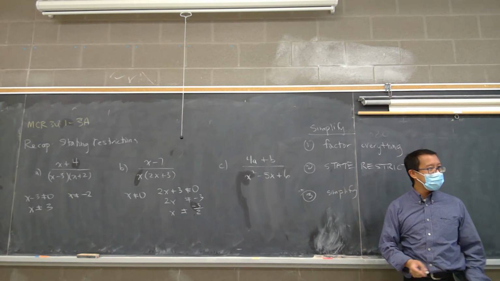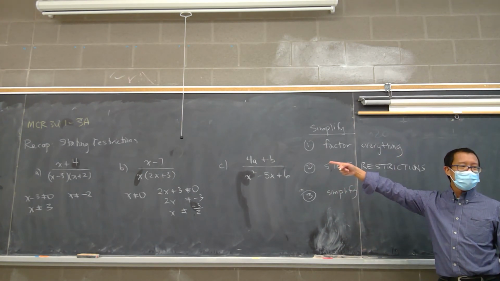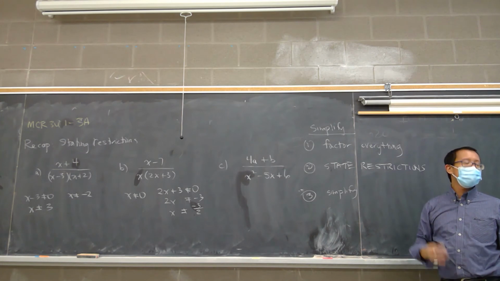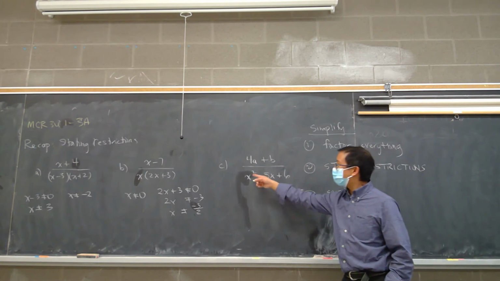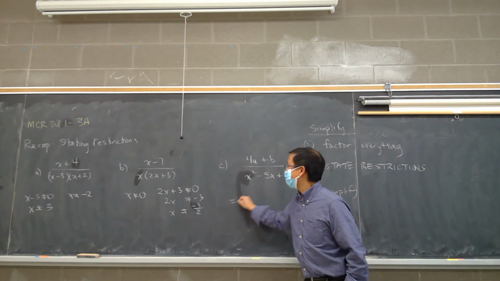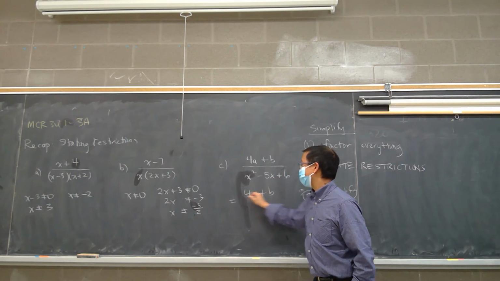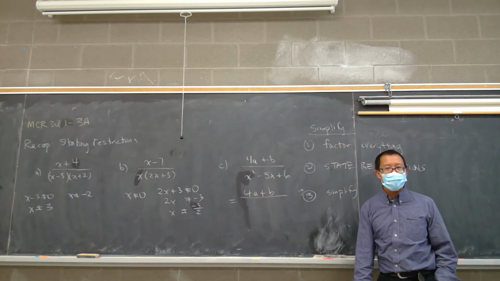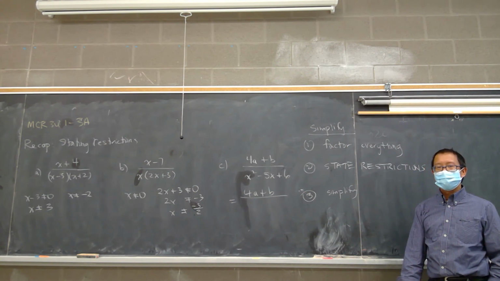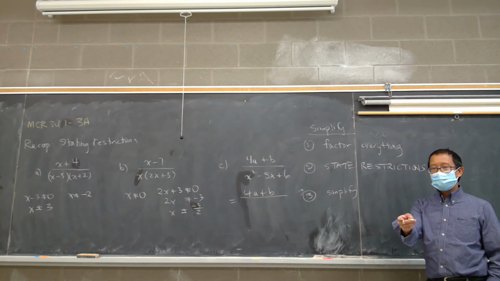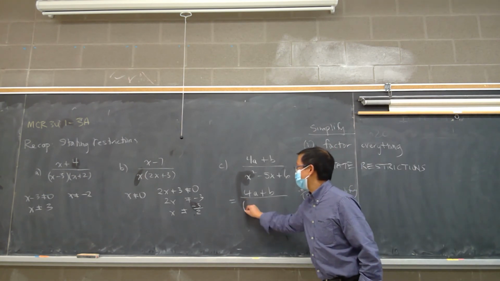Now this one you can't simplify, but that's why, as a lot of you know from the warm-up, we're trying to state restrictions. So we have 4a plus b over x squared minus 5x plus 6. So 4a plus b, just to take an intermediate step, can I get a volunteer to try to factor that denominator? I made it really easy. Omar? X minus 3 and then x minus 2.